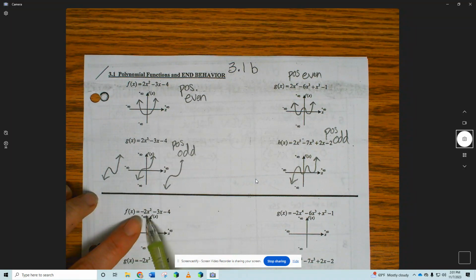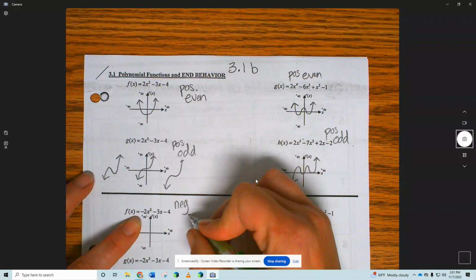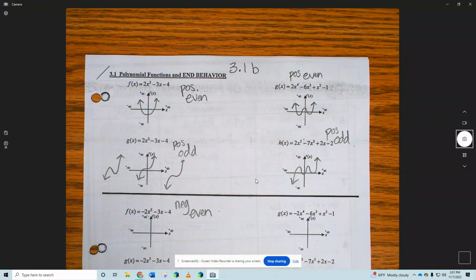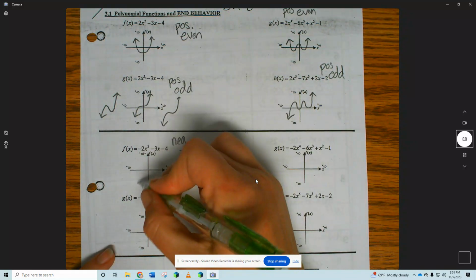Here we go. Now we're on to negative. Negative, even. Negative even is going to be down, down, down. Like that.